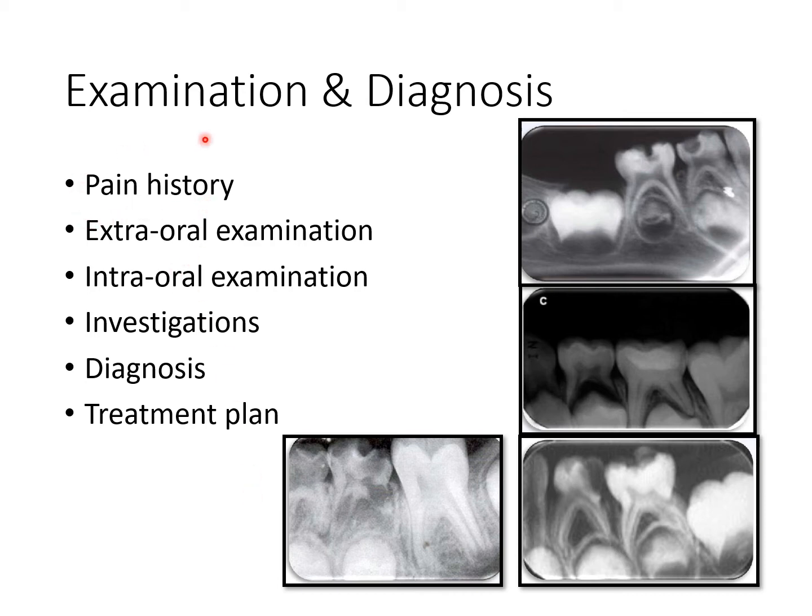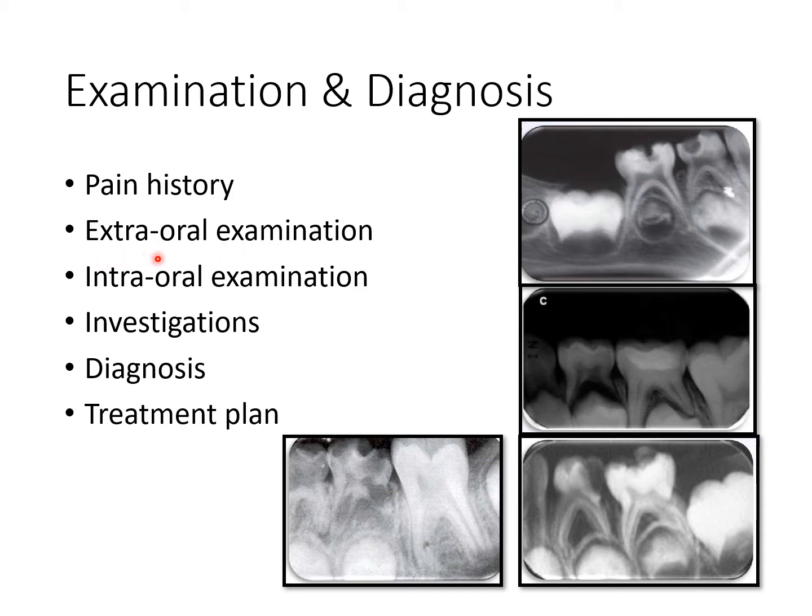So first you take the pain history. How does the pain start? How long does it last? And how is it relieved? Okay, so this pain history will direct you to the status of the pulp, whether the pulp is damaged beyond repair or it can still be repaired.